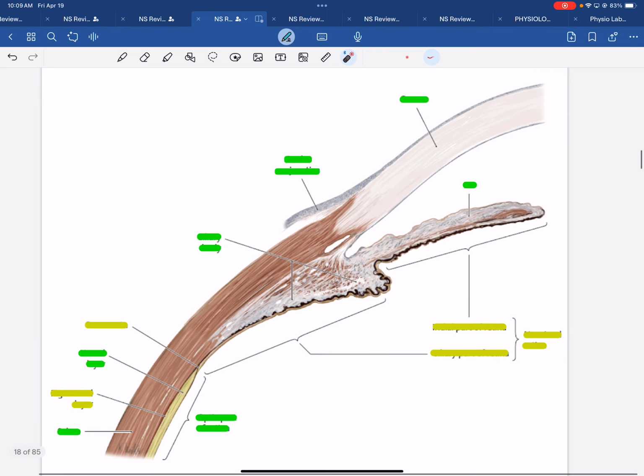I don't remember why this one is in here. Let's just go through it though. So this is a superior view, a horizontal section. What is this? Good, the cornea. Here. Good, the iris. Here. Not the sclera. Good, the conjunctiva. Good. Here. Good, ciliary body.